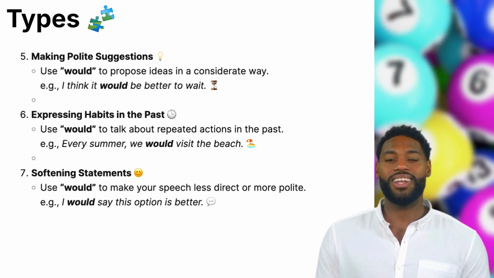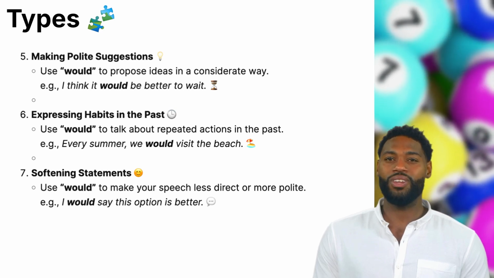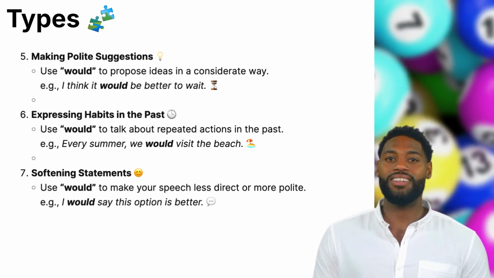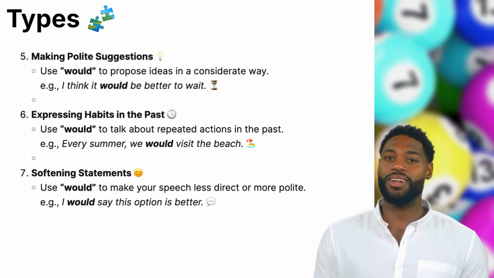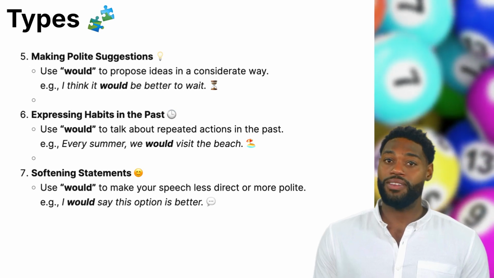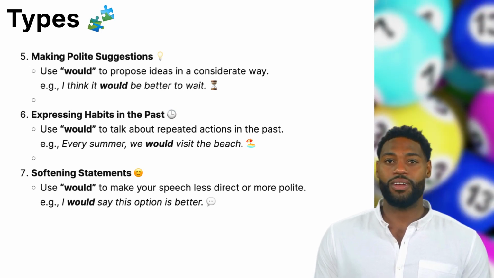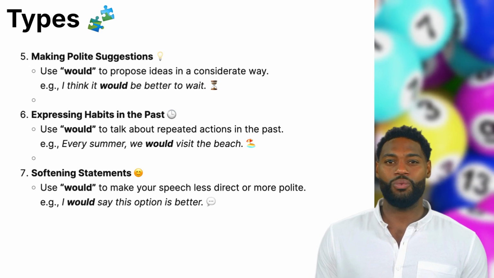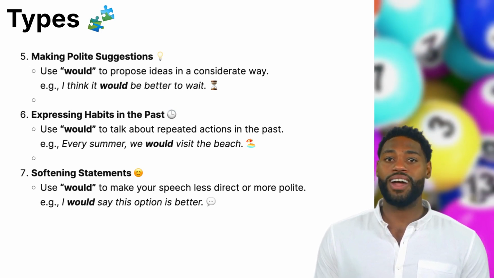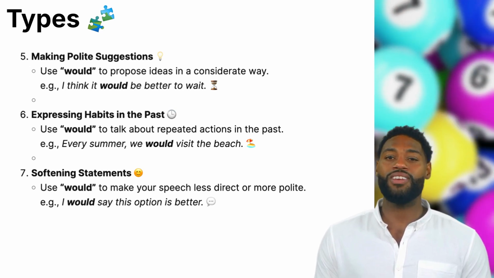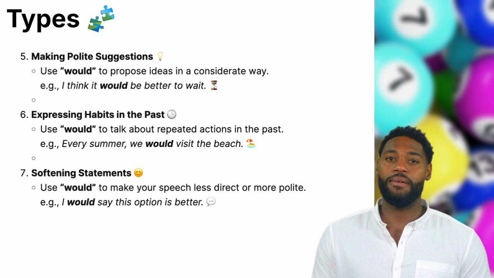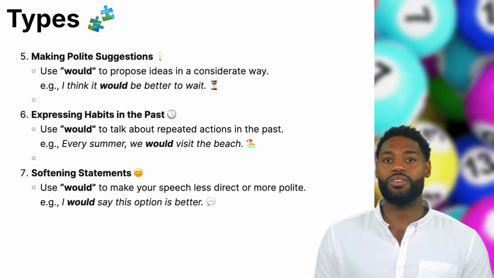6. Expressing habits in the past. Would can describe repeated actions or habits in the past. Example: Every summer, we would visit the beach. This means that going to the beach was a regular habit in the past. More examples: My grandfather would always tell great stories. When I was a kid, I would play outside for hours. This is a great way to talk about nostalgic memories. If you want to emphasize that something happened regularly, you can also use used to.